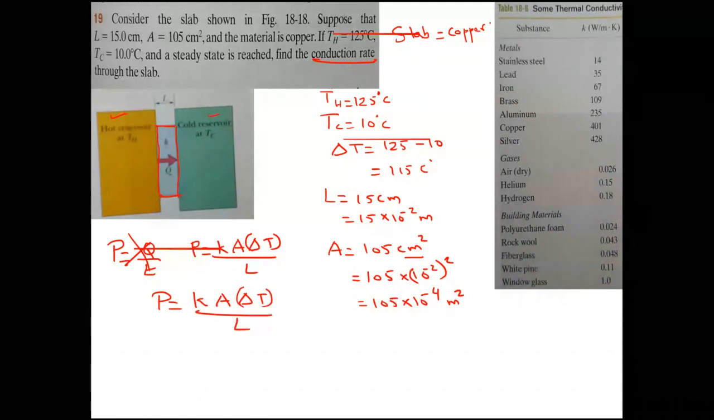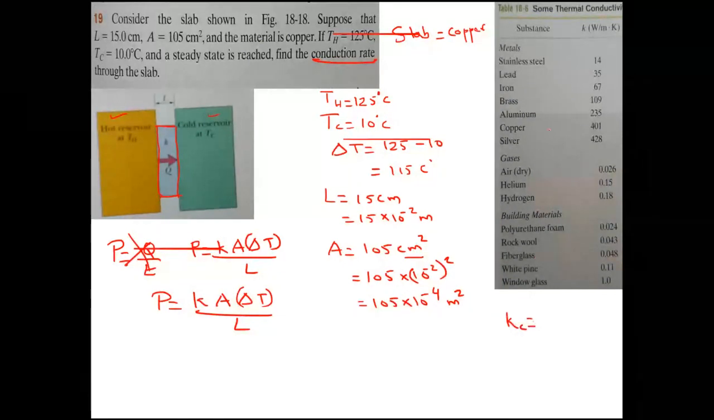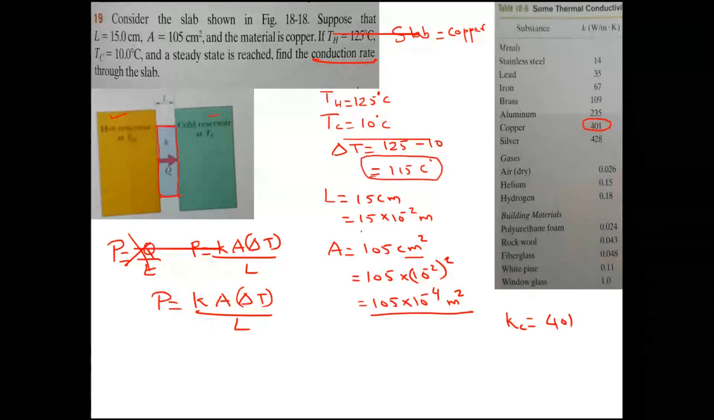We are using copper. So what is the thermal conductivity of copper? This is a constant value. We will give that value: 401. And what is the area of the slab? The area of the slab is given in the question. What is the change in temperature? It was found just before. And then what is the length? 15 times 10 to the power of minus 2. When you substitute the values, you will get the answer.